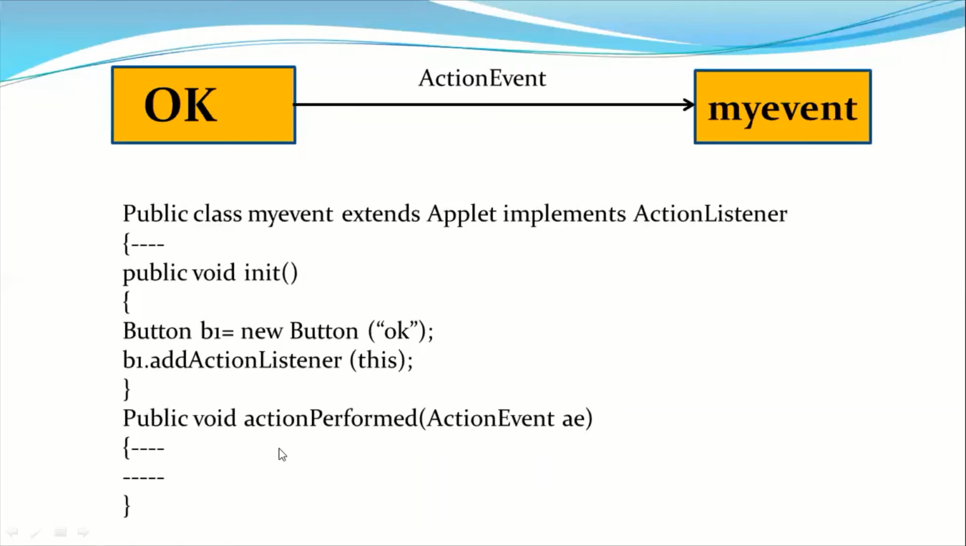And inside this actionPerformed method, we can write code that will be executed when the action occurs. Suppose you are clicking on a button and you want to apply a background color, then we'll write that statement here inside.